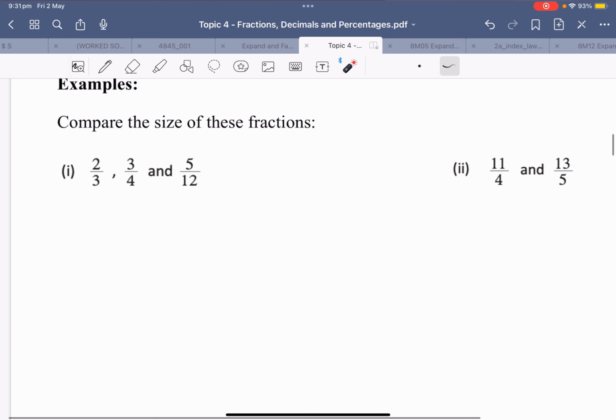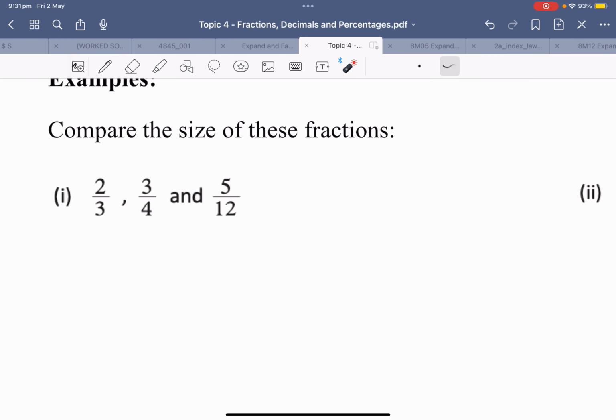As an example, 2/3, 3/4, and 5/12 are confusing for me. I have no idea how they're going to look, and I have no idea which one's bigger or smaller. What I'm going to do is make the denominators look the same. For 3, 4, and 12, the lowest common multiple is 12.